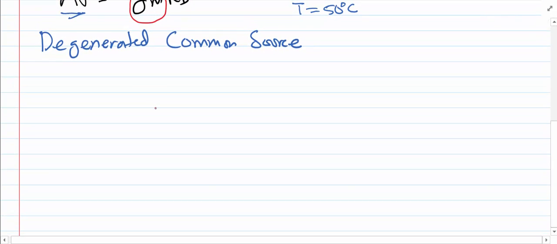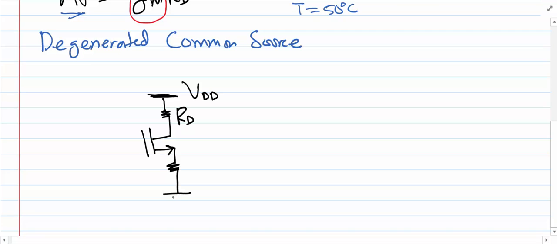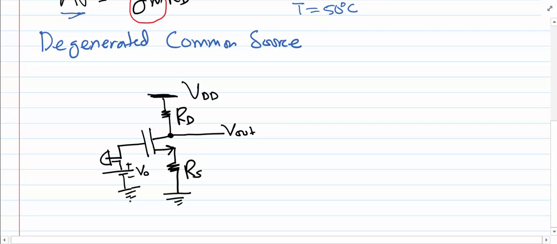So let me just redraw this circuit here for the sake of it. So we have VDD. From there we have this resistance RD, which is connected to the drain of the MOSFET, and from the source of the MOSFET we have a resistance RS to the ground. The output is going to be sensed from the drain side, and the input is being applied at the gate terminal. Now, this is called the degenerated common source circuit.